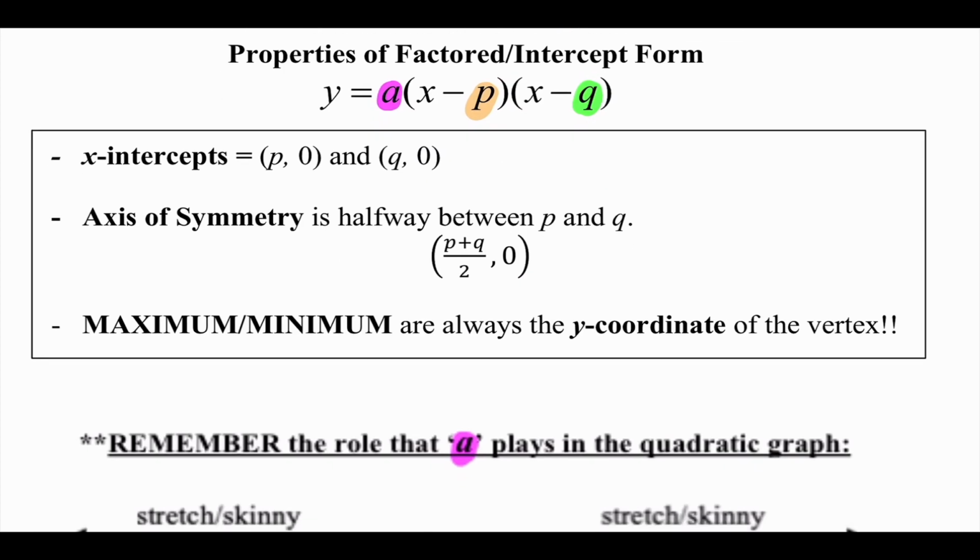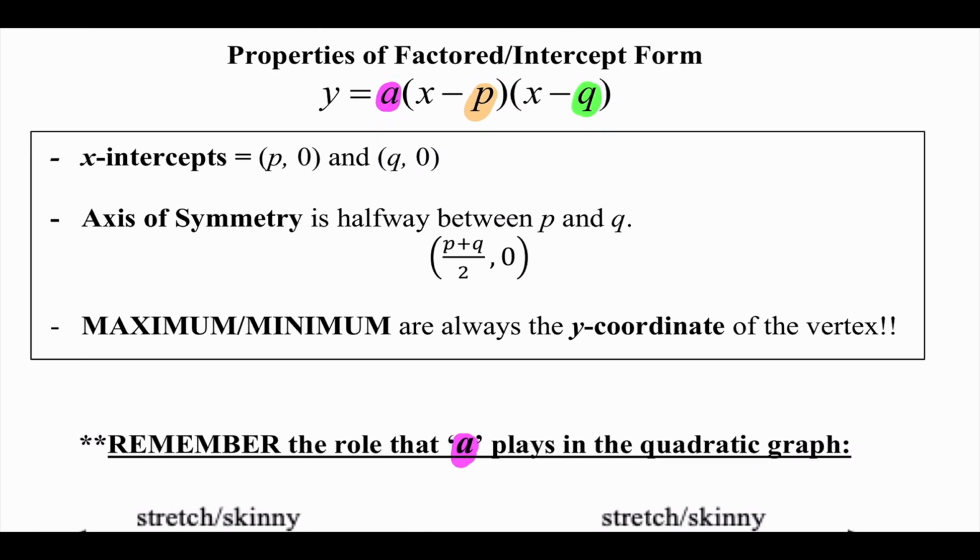Factored form or intercept form also has an A. So A's job is still the same.